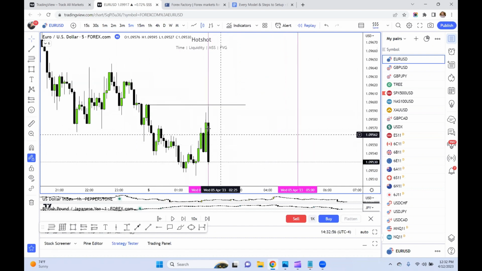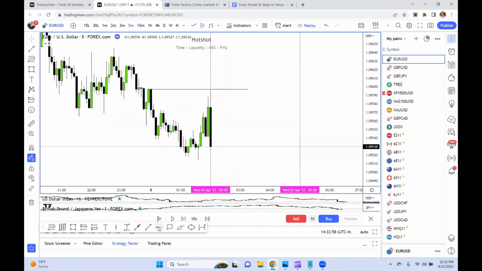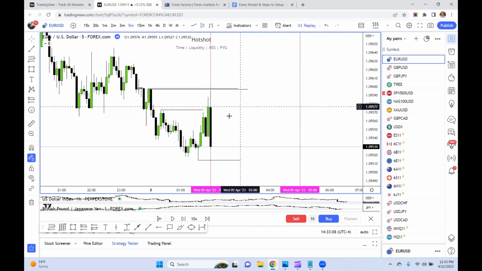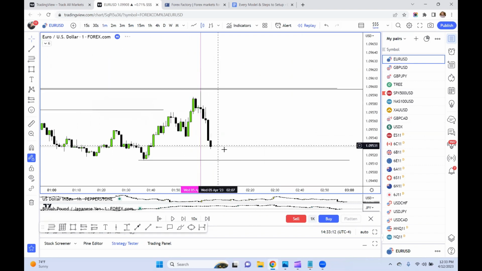Okay. So right here, where's liquidity? We have liquidity down here. And we have liquidity somewhat right here. We also have liquidity somewhat being ran out right here already. So at this moment in time, I'm going to drop to the 1-minute.